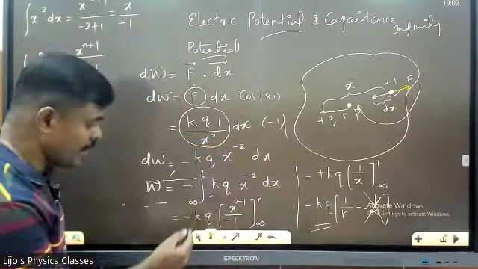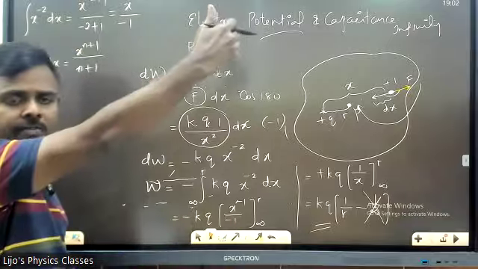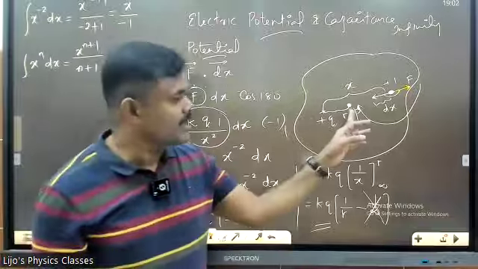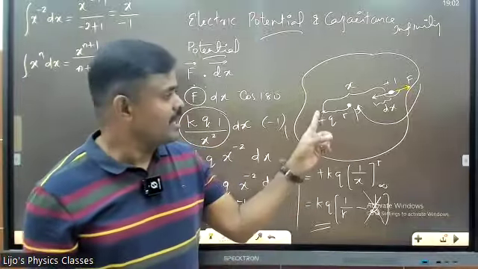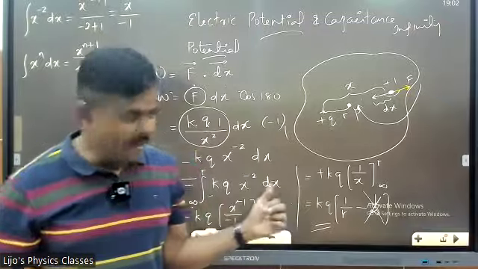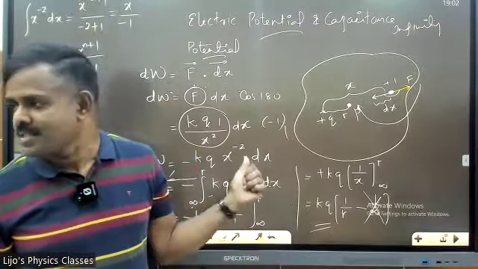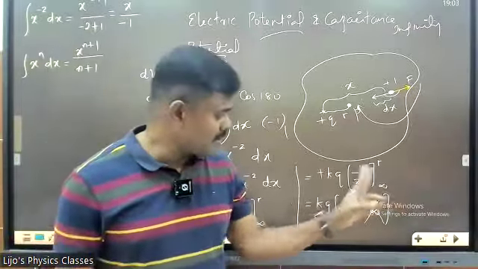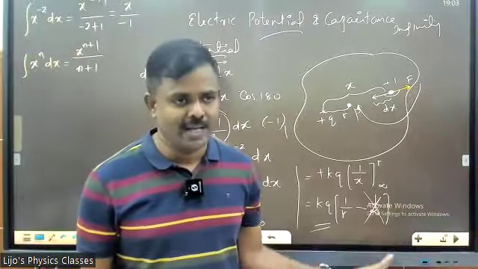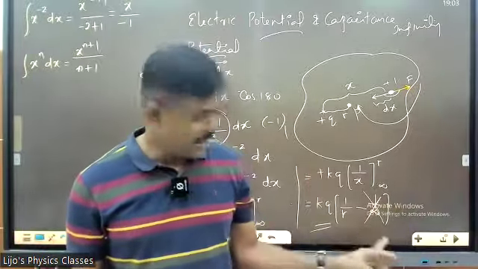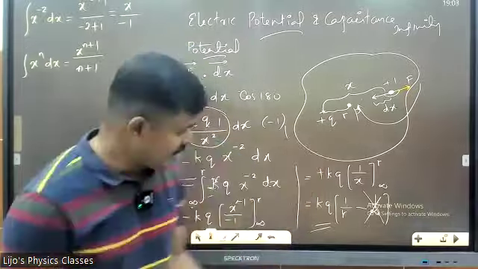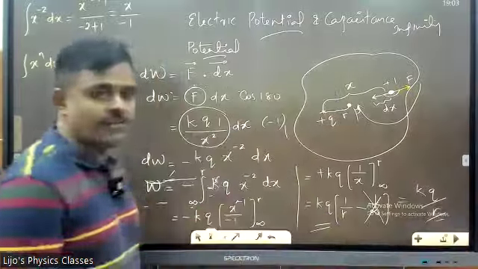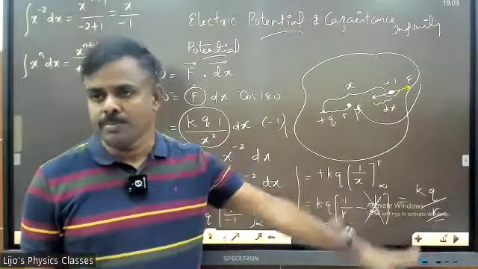So the lower limit is infinity because you are coming all the way from infinity. You are coming until where? Coming up to the point P, right? Correct. Where is P? At a distance of R. So the lower limit is infinity, upper limit is R. You put the upper limit first, minus, then the lower limit. Okay, 1 by R minus 1 by infinity. Any number by infinity will be 0. So finally you get KQ divided by R. This is the equation for electric potential due to a point charge.